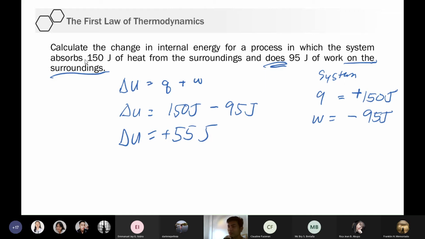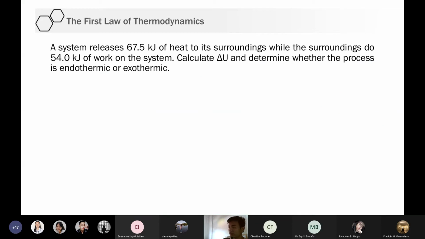Okay, so again, emphasize ko lang, kapag ang heat ay from surroundings to the system, positive yon. And kapag yung work ay from system to the surroundings, negative yon. Basta papasok ng system, positive. Pag palabas ng system, negative. How about this one? A system releases 67.5 kilojoules of heat to its surrounding, while the surrounding do 54 kilojoule of work on the system. Calculate delta U and determine whether the process is endothermic or exothermic.